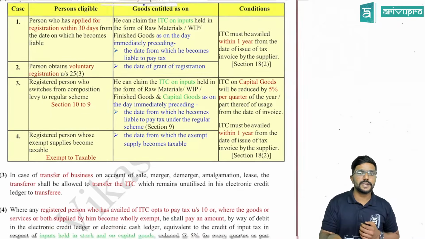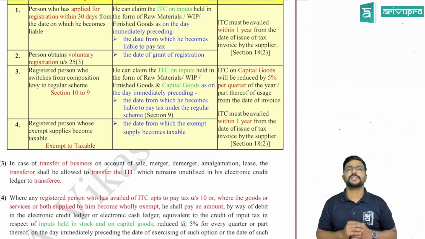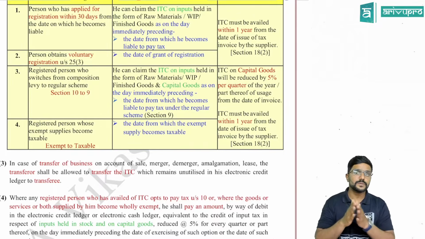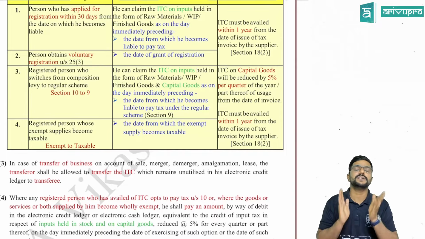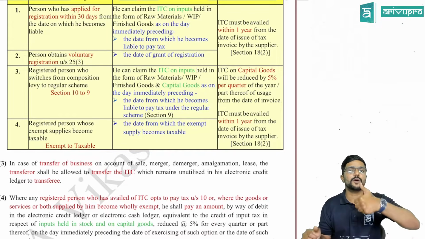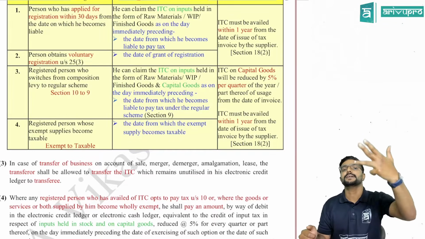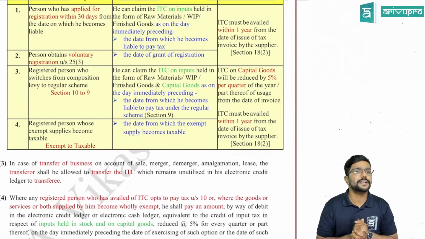Then coming to the third case here, the person was under composition scheme. For some reason now he is switching to section 9, that is normal scheme. So on the date he is switching to normal scheme from composition scheme, on the preceding day, whatever stock he is having of raw material, WIP, finished goods as well as capital goods, he can claim the credit on the same.